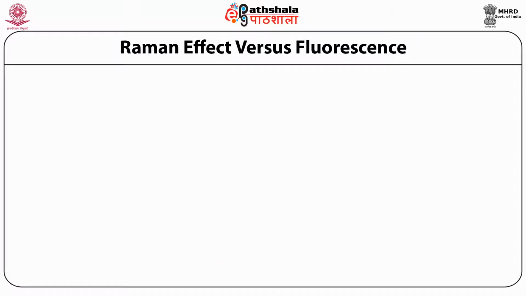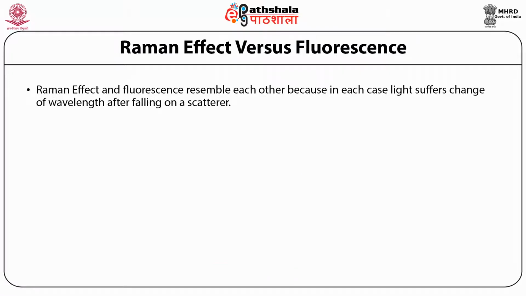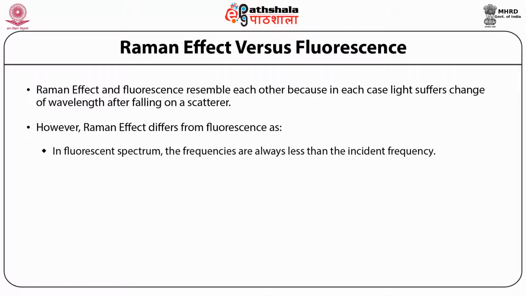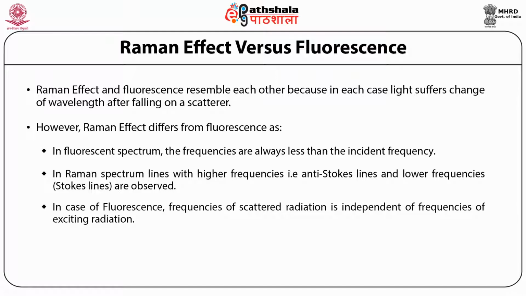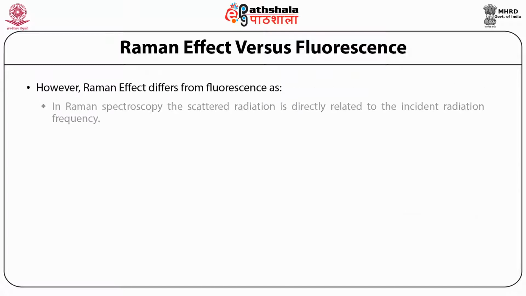Raman effect versus fluorescence. Raman effect and fluorescence resemble each other because in each case light suffers change of wavelength after falling on a scatterer. However, Raman effect differs from fluorescence, as in fluorescence spectrum the frequencies are always less than the incident frequency. In Raman spectrum, lines with higher frequencies, that is anti-Stokes lines, and lower frequencies, that is Stokes lines, are observed. In case of fluorescence, the frequency of scattered radiation is independent of the frequency of exciting radiation. In Raman spectroscopy, the scattered radiation is directly related to the incident radiation frequency.